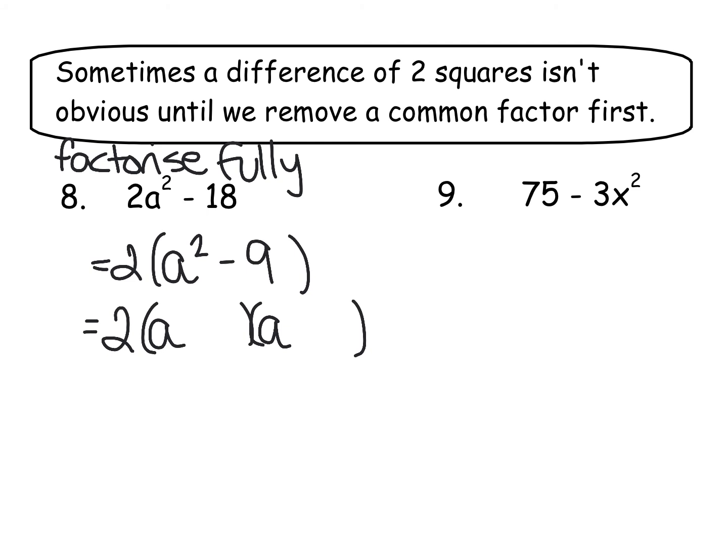And 9 comes from 3 times 3. So I've got a 3 and a minus 3 in my brackets. Now, do not try and go straight from your question to that answer. If you get it correct, fair enough, you'll get full marks. But in my years of marking, the people who try and jump straight to the final answer mess up.